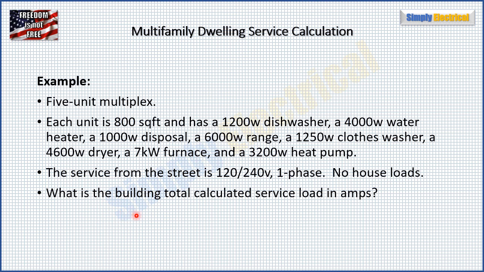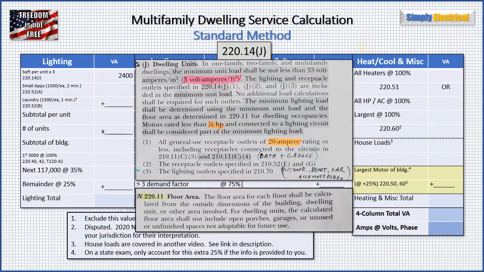Now this is a very simple, basic calculation that I want to start with just to kind of get you guys' feet wet with this process. All right, well, we're going to start on the far left-hand side, the lighting column, and the first thing we figure up is our square footage per unit, and we multiply that by 3.